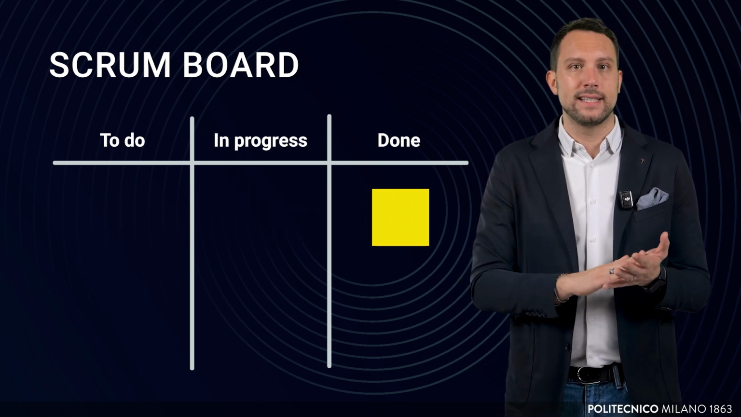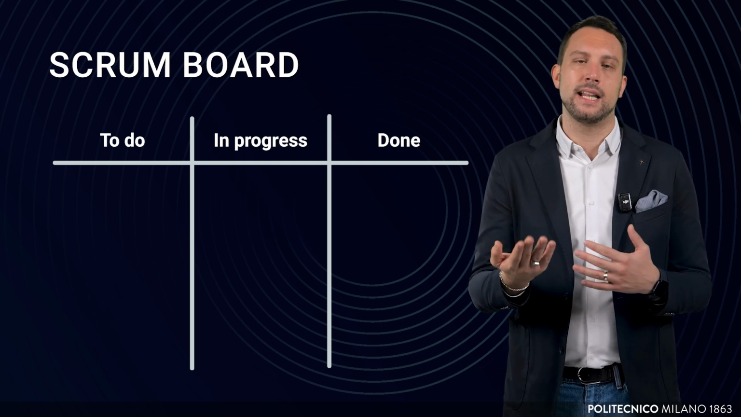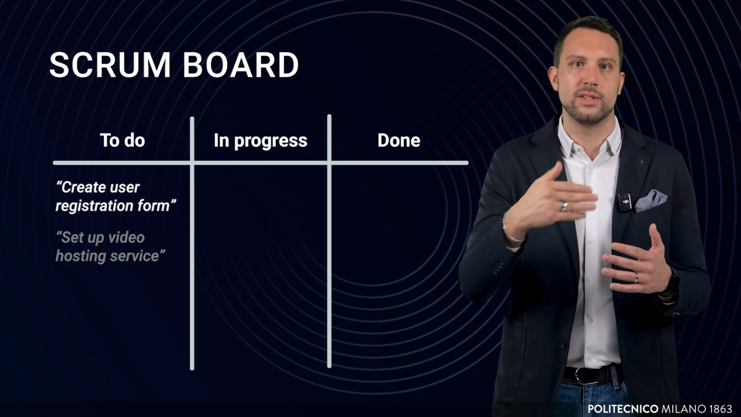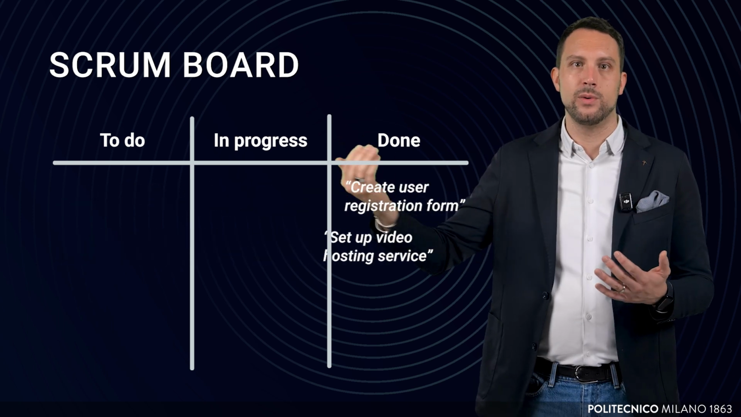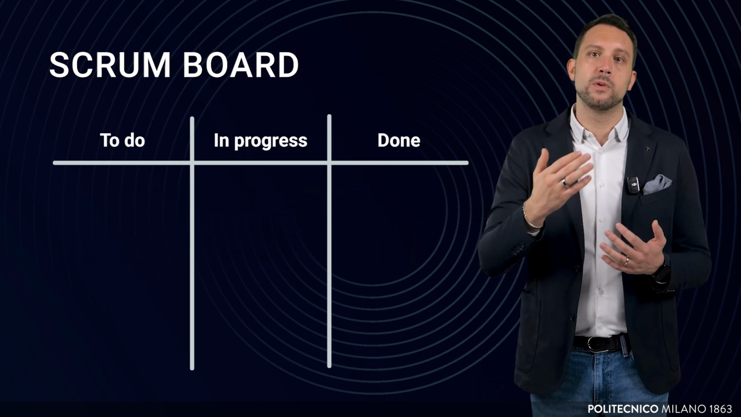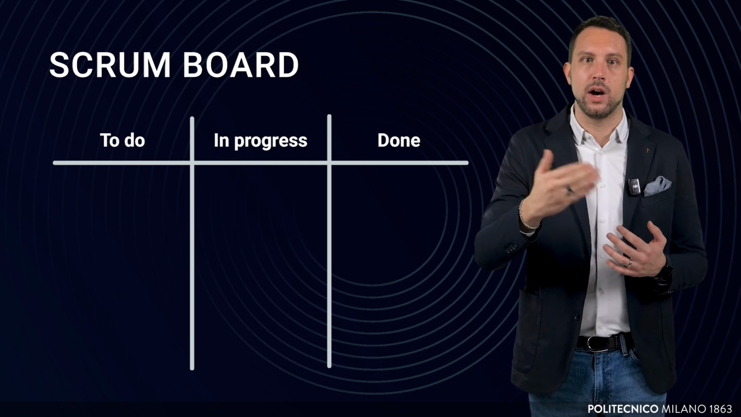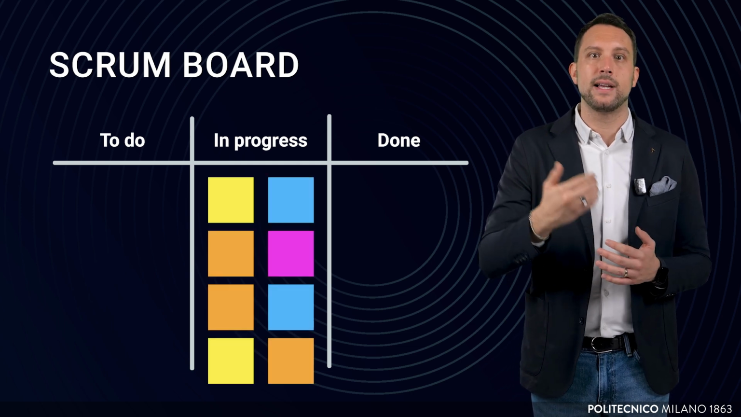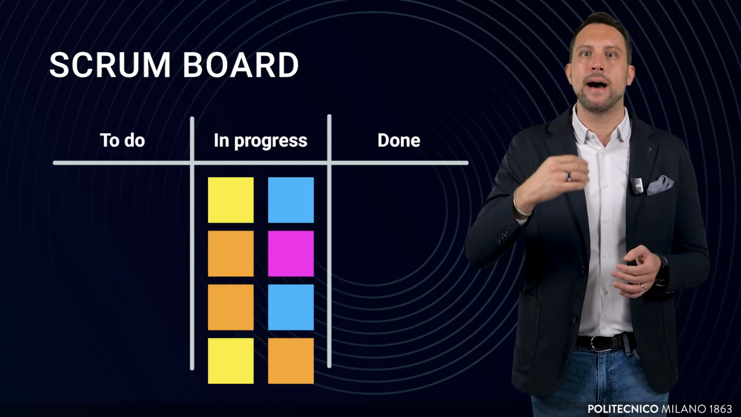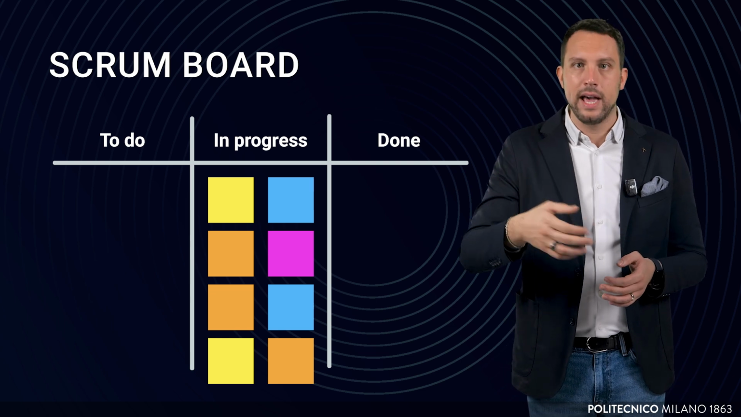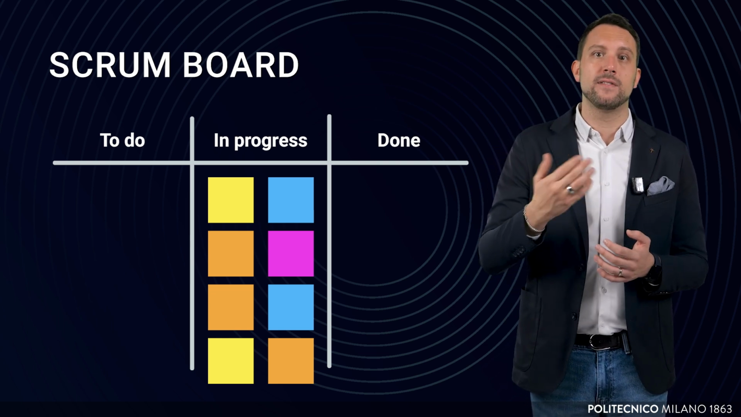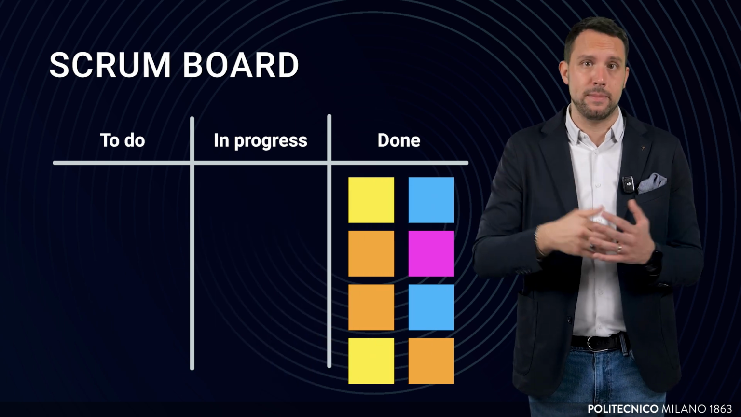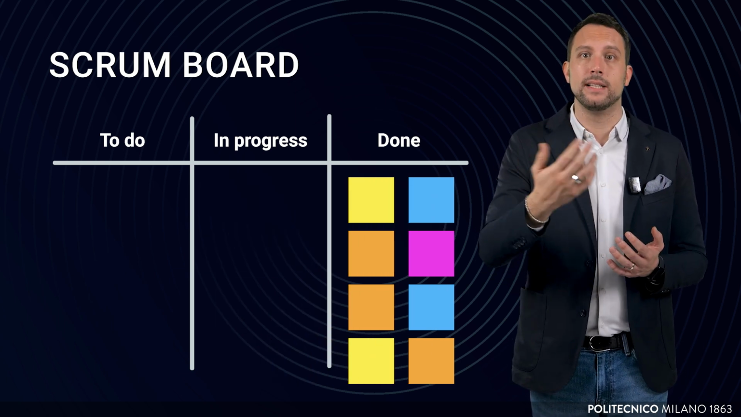Done. For example, in our MOOC platform project, tasks like create user registration form or set up video hosting service would start in To Do and gradually progress throughout the board. The Scrum board provides a clear, real-time snapshot of the sprint's progress. It helps identify bottlenecks, such as a pile-up in the In Progress column, and facilitates discussions during daily stand-ups. By the end of the sprint, all tasks should ideally be in the Done column, reflecting the completed work.